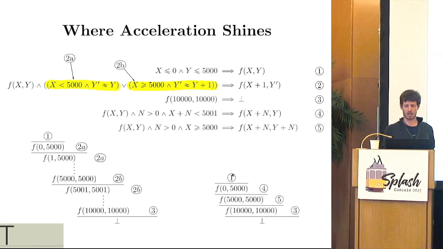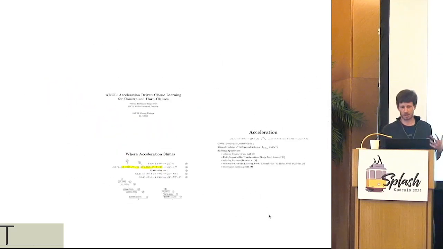So again, we start with our fact and get f of 0, 5,000. Now we can simulate 5,000 steps with clause 2a in a single step and jump straight to f of 5,000, 5,000. Then we can use our second learned clause to simulate 5,000 steps with clause 2b and jump straight to f of 10,000, 10,000. And then we can apply our query after just 3 resolution steps, and we get a much shorter proof.